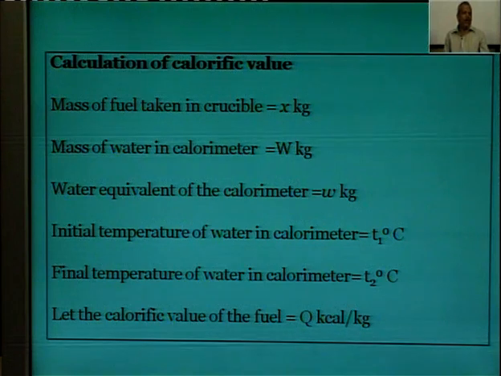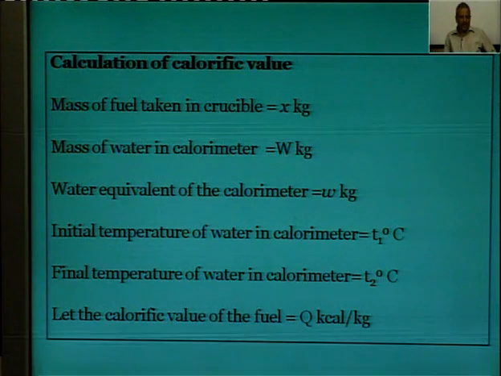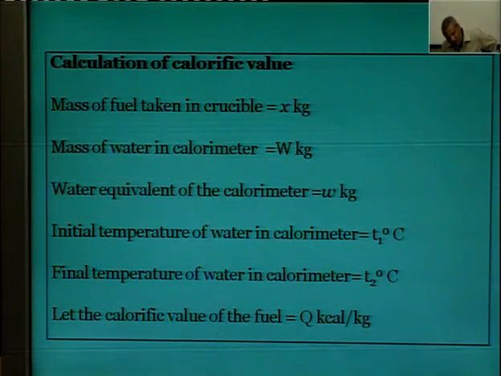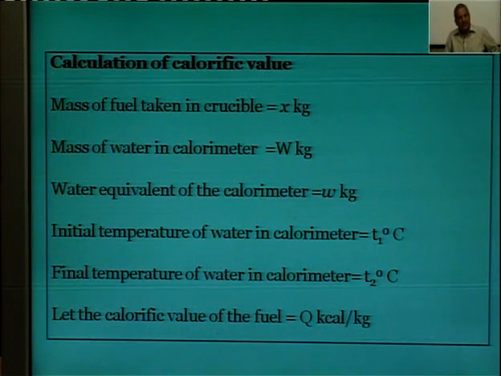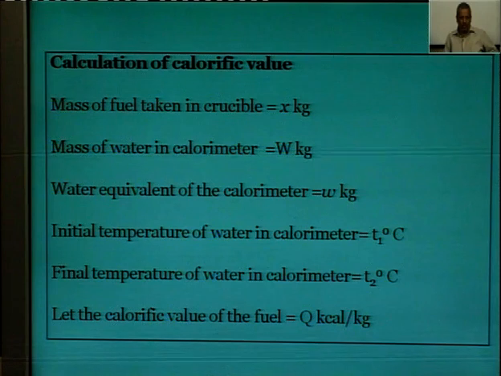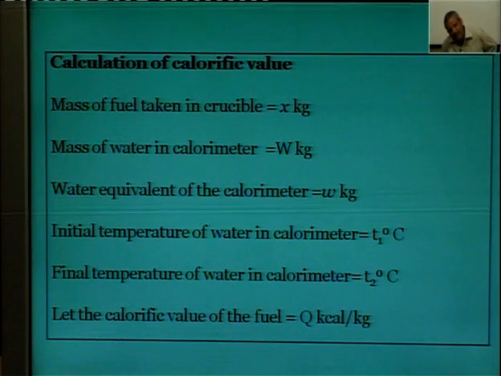So, when the fuel burns in the calorimeter, the heat is transferred to the crucible and to the bomb calorimeter. That bomb calorimeter again transfers the heat to the water, and the temperature rises from normal room temperature to a higher temperature. So, assume the calorific value of the fuel is Q. We have taken the mass of the fuel x.